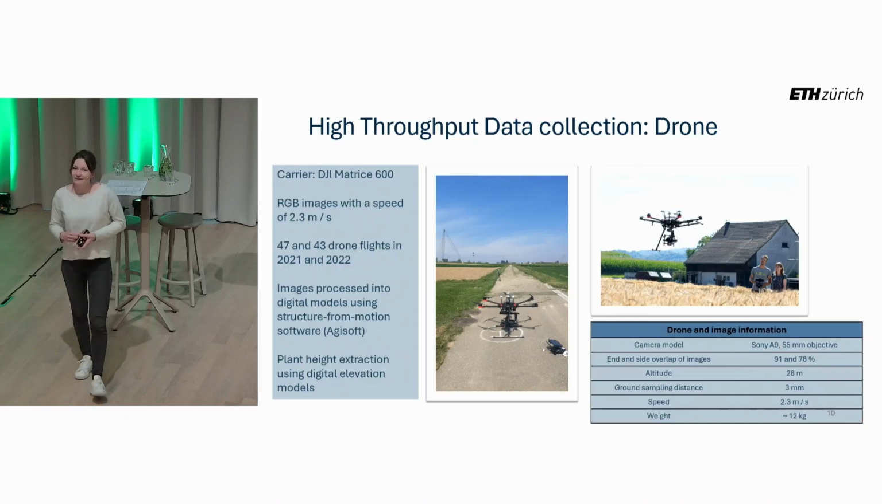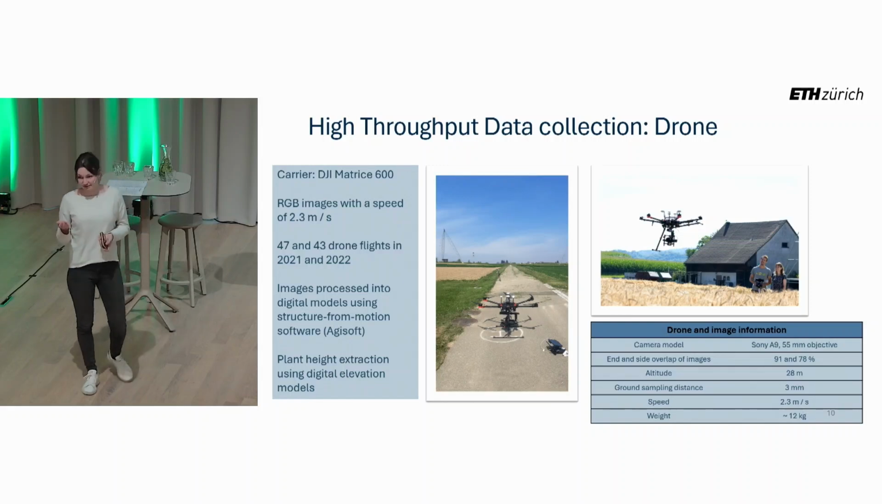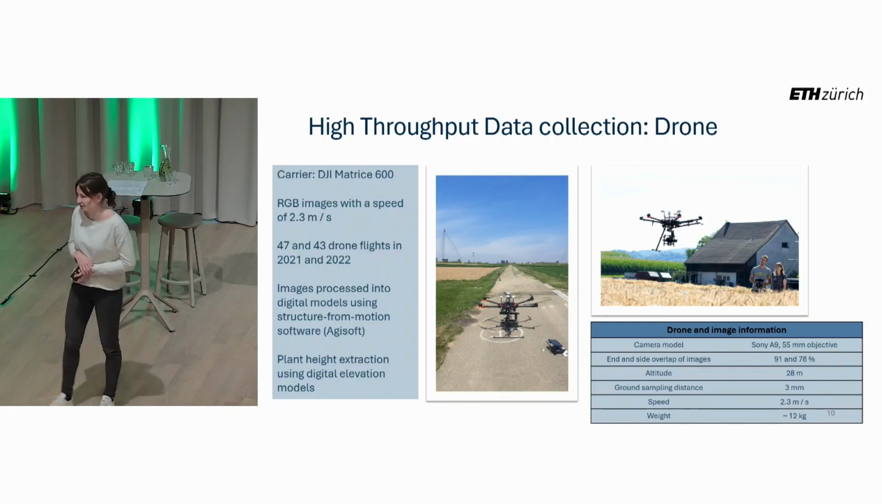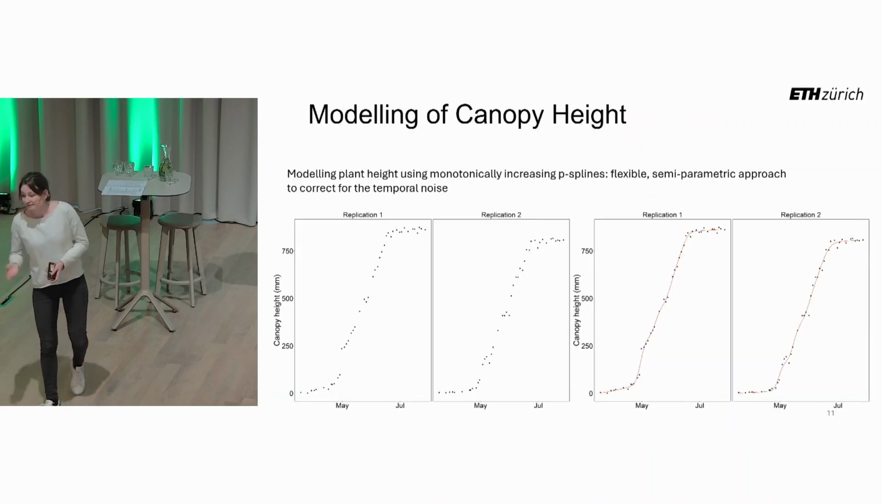Now, how do we measure plant growth throughout the whole season? For this, we have a drone, a DJI Matrice 600, and it takes RGB images. We did around 50 flights throughout the whole season. Then we took the images and processed them into digital models using the software Agisoft. From this, we extracted the plant height. And this is what it looks like.